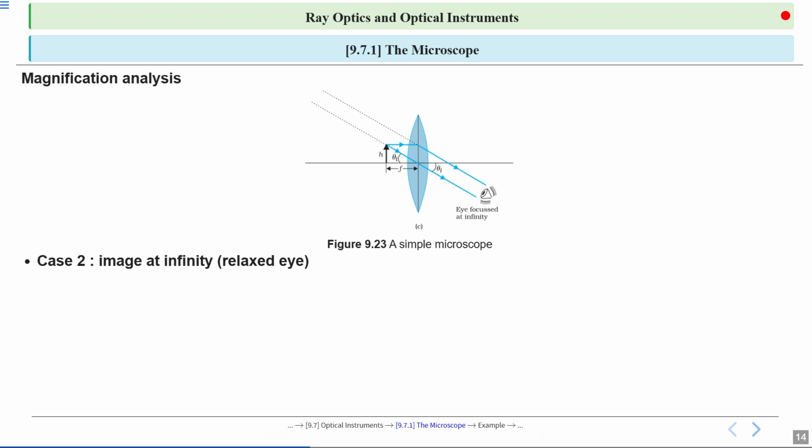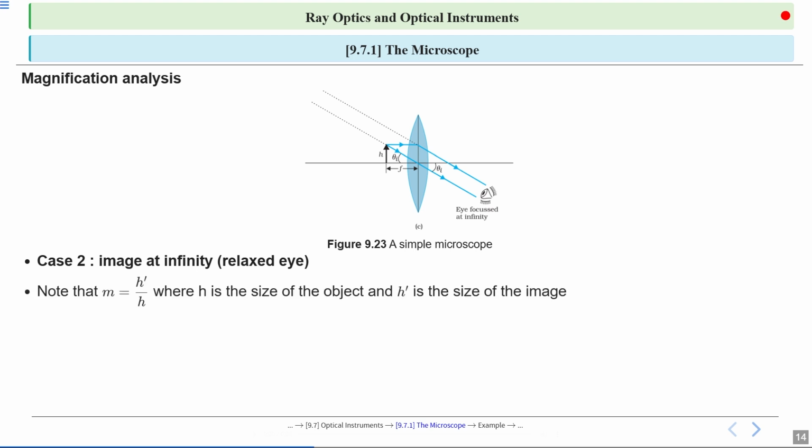So let's consider the case where the image is at infinity, which is when the eye is relaxed. This is an important scenario because it allows for comfortable viewing without eye strain. In this setup, the microscope is adjusted so that the final image appears to be at infinity, making it easier for the observer to see details clearly.